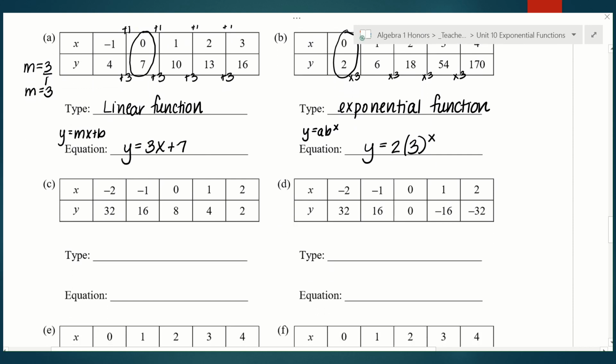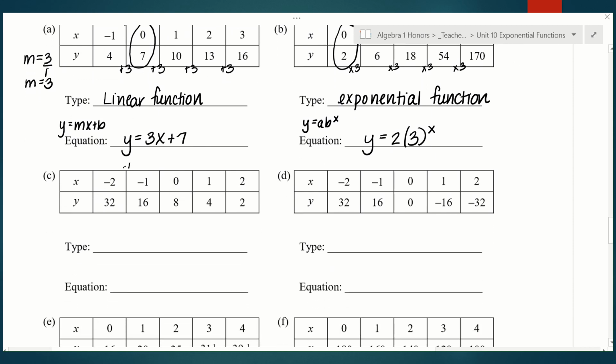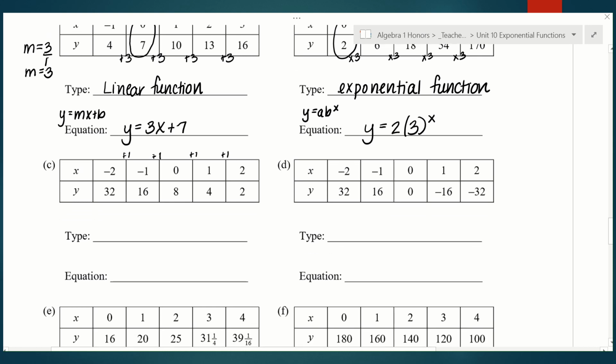Okay, for C, again, we're going up by 1 in our x. Perfect. If I look at my y values, I can see that for each of these, I'm dividing by 2, which is the same as multiplying by 1/2. So times 1/2 is now my decay factor, by the way, because it's going down. So we're going to say this is exponential.